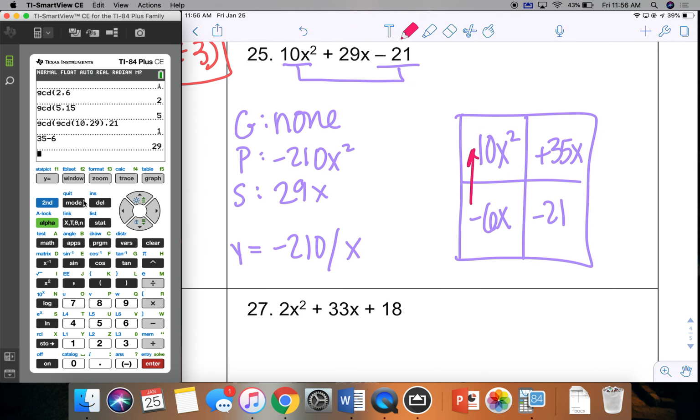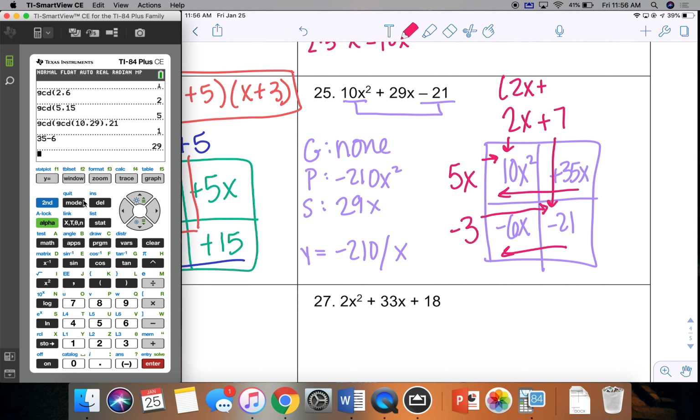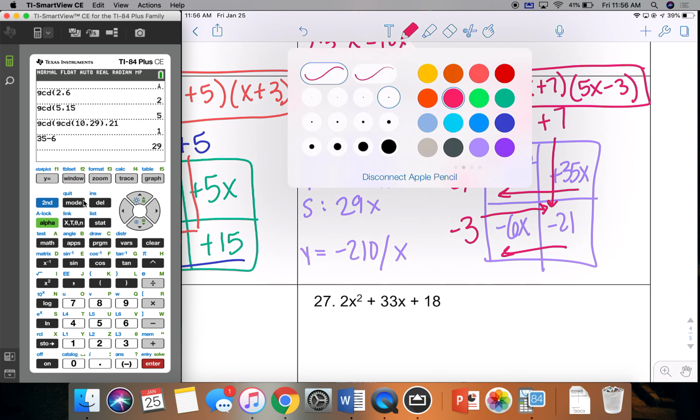If you need the calculator, it is there for you. So these share 2x. These share a 7. These share a 5 and an x. These share a negative 3. If I do a quick check, 5x times 2x is 10x². Negative 3 times 7 is negative 21. So 2x plus 7 and 5x minus 3 are my terms, or my factors.